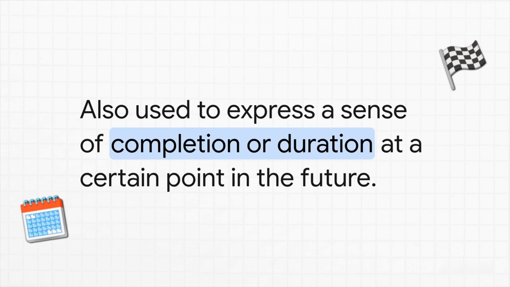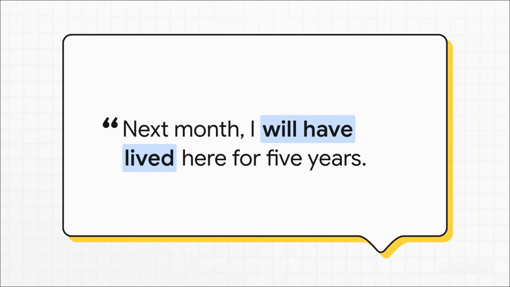Okay, here's another really important use. It's not just for one-and-done tasks. You can also use it to talk about duration, like how long something will have been happening by a certain point in the future. This one nails it. Next month, I will have lived here for 5 years. Next month is our future anchor point. From that spot, we're looking back and measuring a whole 5 years of living in that place. It's a great way to talk about hitting a milestone that's coming up.